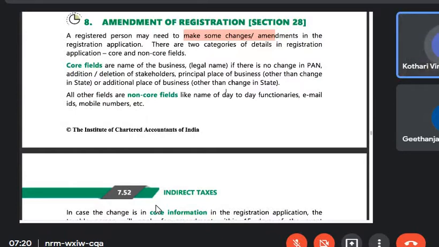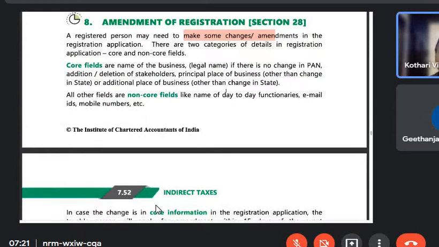Now these core field amendments are required to be made by the assessee and it should be approved by the proper officer. So when you are going to make core field amendment, one, when there is a change in name of the business. Two, when you are adding or deleting the stakeholders. Three, when you are changing the principal place of business. Four, when you are changing the additional place of business, either addition or deletion. These are the four situations where you are going to change the core field or make amendment of registration.